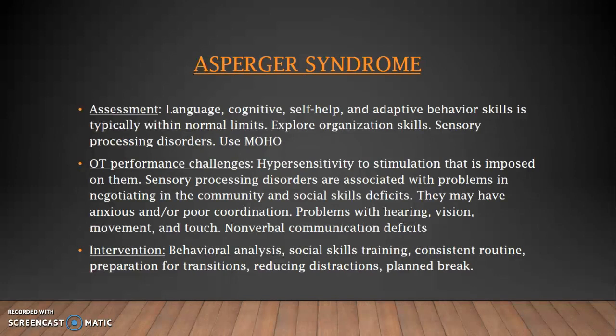Poor coordination. There may be some problems with hearing, vision, movements, and/or touch. They also may struggle with nonverbal communication. So they may not get the social cues that are being given by their peers, so they could overstep boundaries when the individuals aren't comfortable.